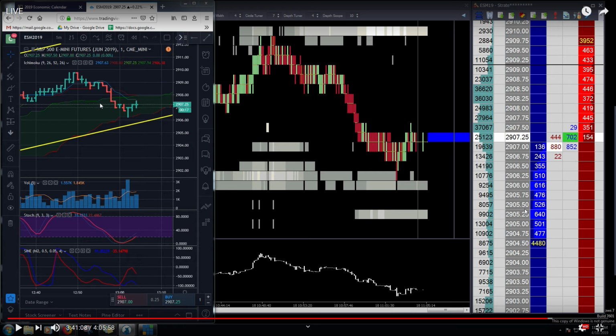Look how it went through the top of the cloud. Apparently the top of the cloud's supposed to be support. Okay? But if you look on the Auction Vista, there's been no size sitting there at all. Okay? There's been no size here. So, of course, it just goes through the cloud so easily.